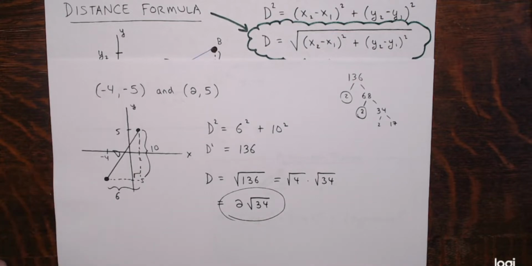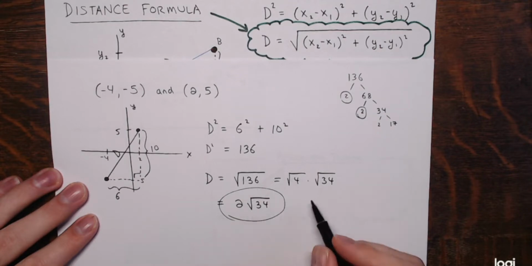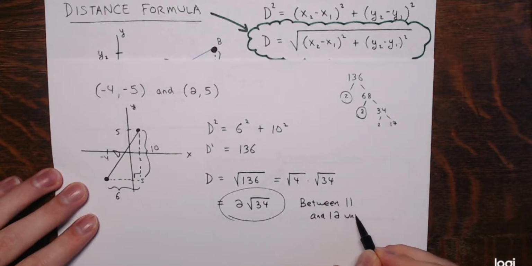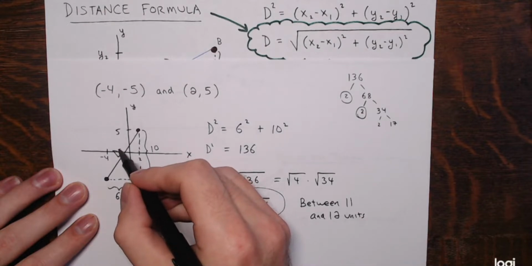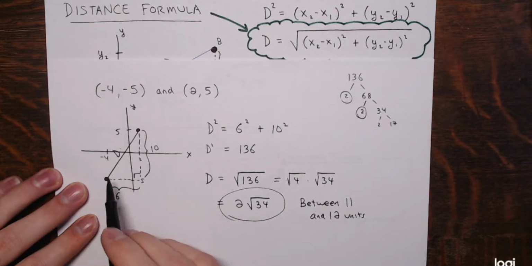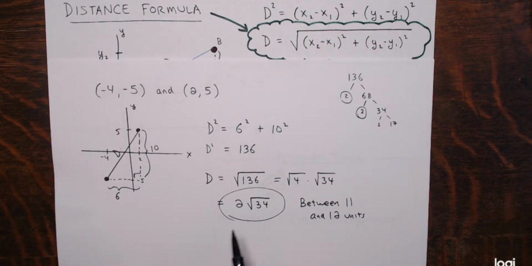Now if you want to figure out what that really is, this is between 121 and 144. 121 is 11 squared, 144 is 12 squared. This is between 11 and 12 units. It's 11 point something. So this distance is 2 times the square root of 34, which is somewhere between 11 and 12 units. That's the distance between these 2 points. But they want us to enter it this way.